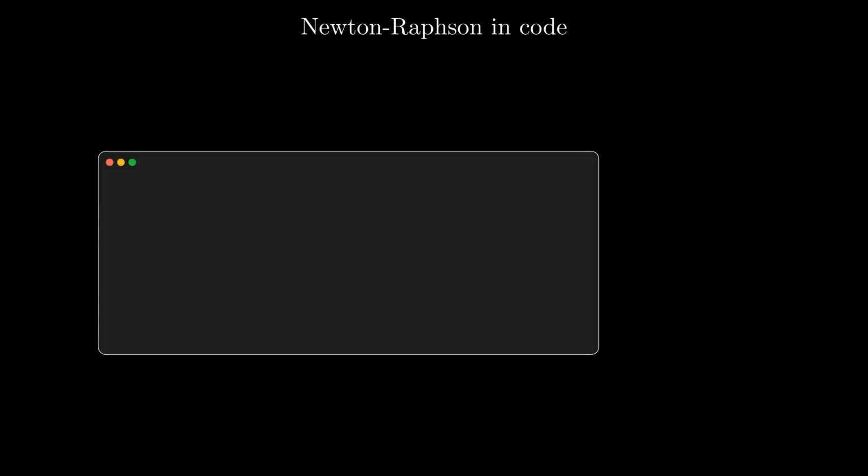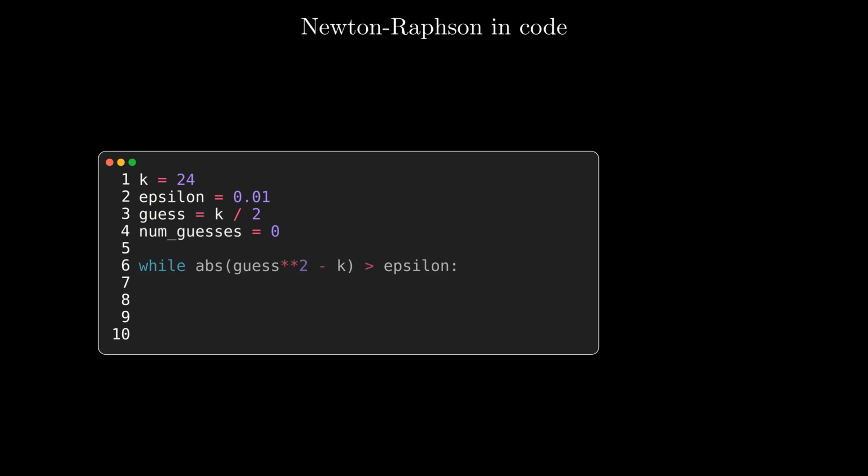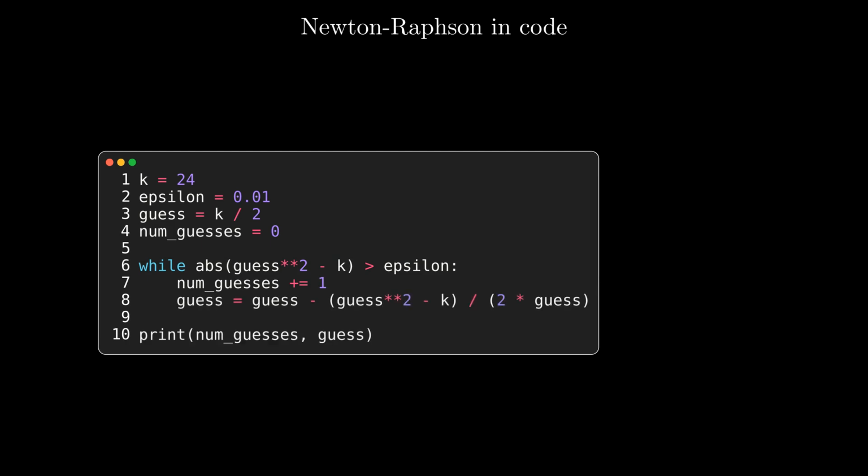The code is even shorter than bisection. We want the square root of 24 within 0.01. Pick a starting guess. A reasonable one is k divided by 2, so just half the number. Keep a count of guesses. The loop condition matches bisection exactly. While the absolute value of guess squared minus k is bigger than epsilon, keep going. Inside, bump the counter, then make the new guess with the Newton-Raphson line. That one line is f of guess over f prime of guess.